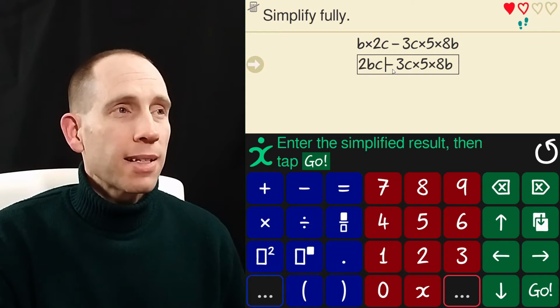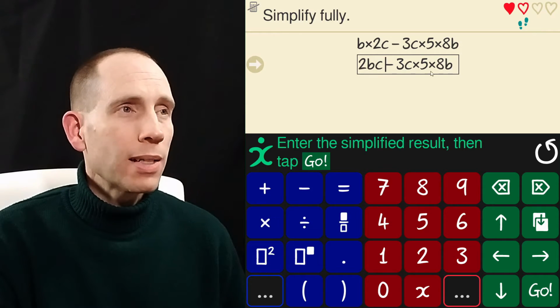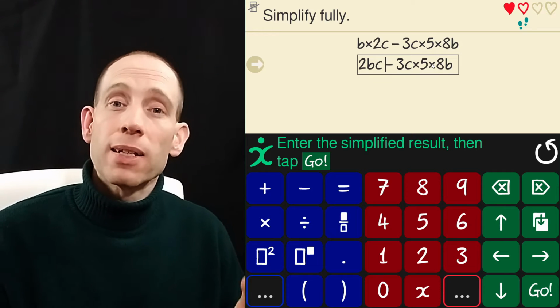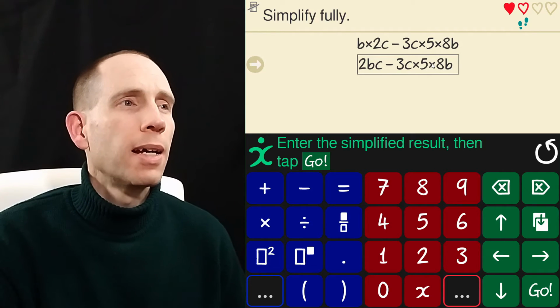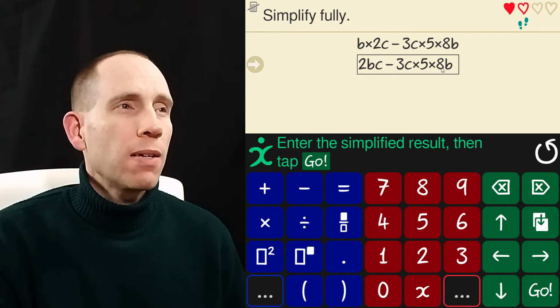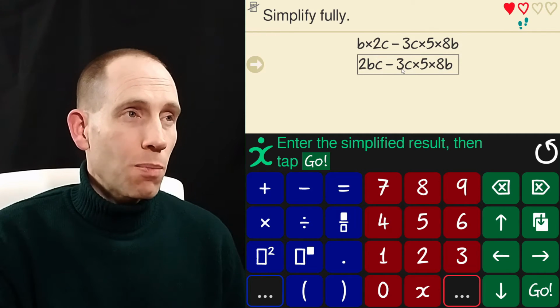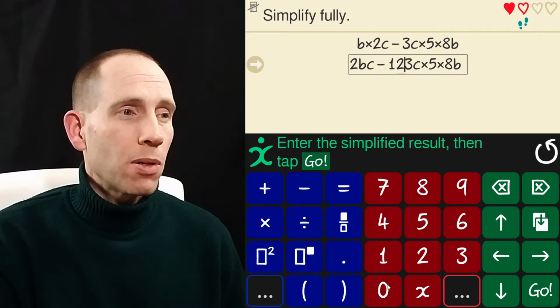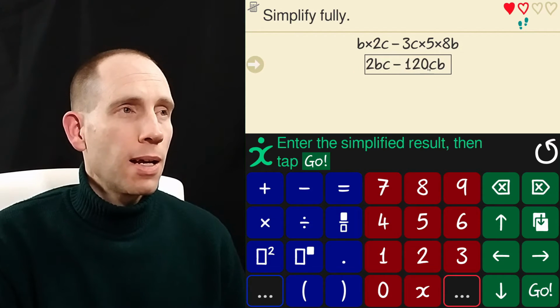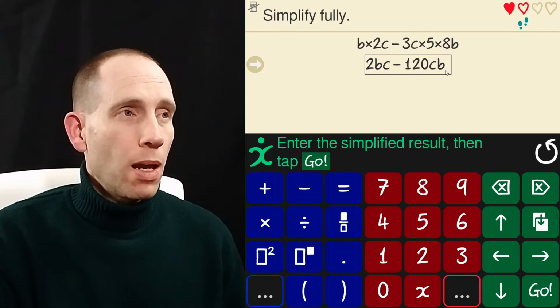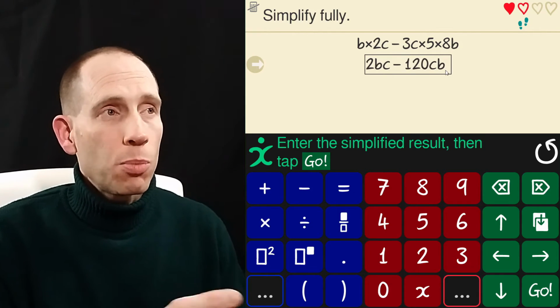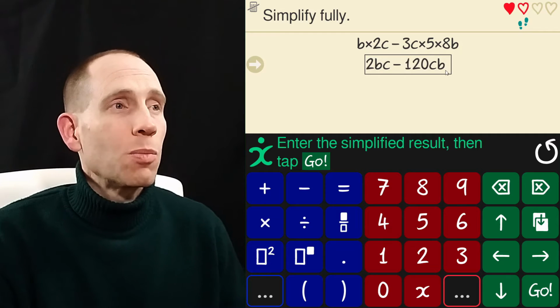Then I'm looking at the next term. So let's look at all of the number bits. Those I can collect together into the coefficient. So I've got a 5 times an 8 is 40, times a 3 is going to give me 120 as my coefficient. Negative 120 is my coefficient. And then I've got a CB. Now remember, BC, CB, it doesn't matter which way around you put them, that should still be the same.